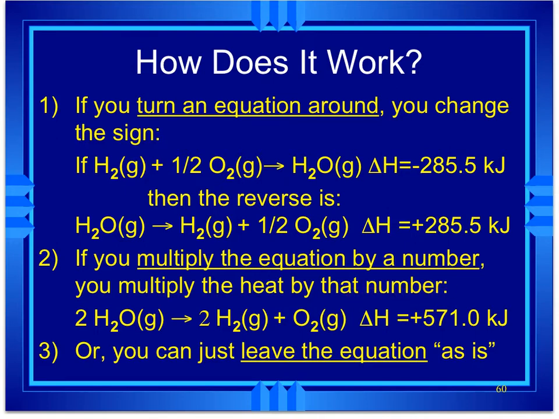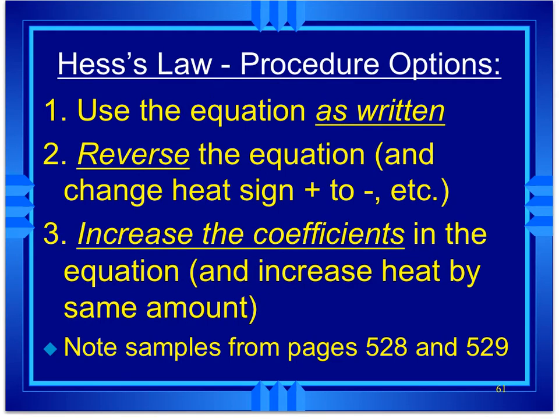If you multiply the equation by a number, you must multiply the heat by that number as well. So here's our equation again. Notice there's a 2 in the front, so all they did here with the value is they just took this value and multiplied it by 2. Or you can just leave the equation as it is. So when you're doing a Hess's law problem, if you can leave the equation as it's written, that's ideal. If you need to reverse it, just go ahead and switch the sign for that heat or enthalpy change, and then the third option is to increase the coefficients in the equation and increase the heat by the same amount.